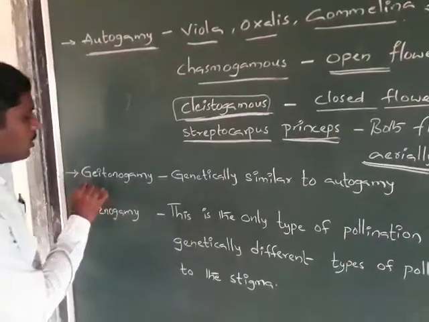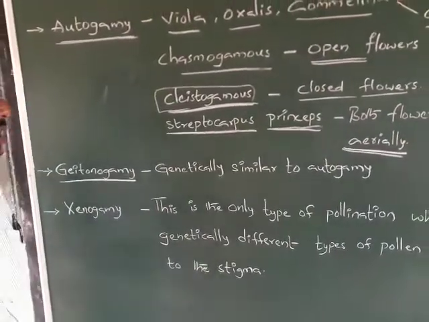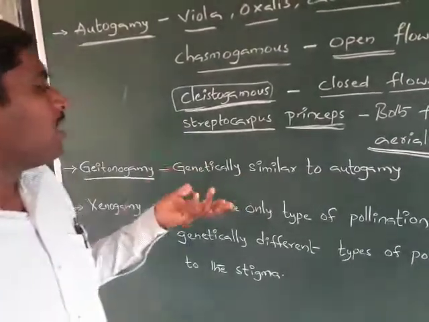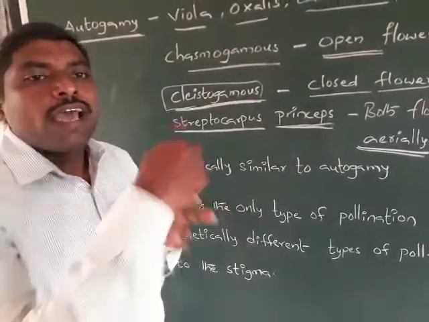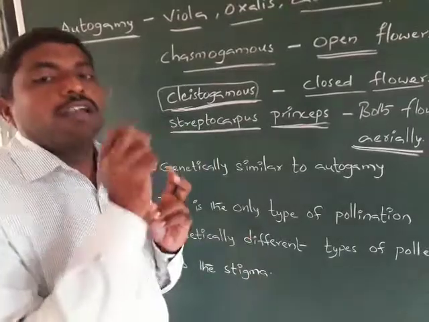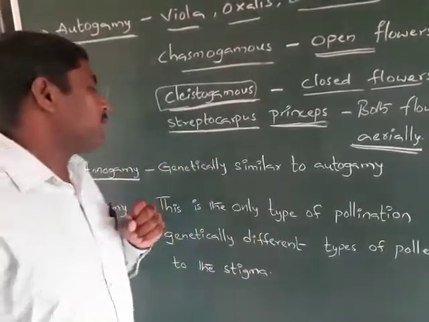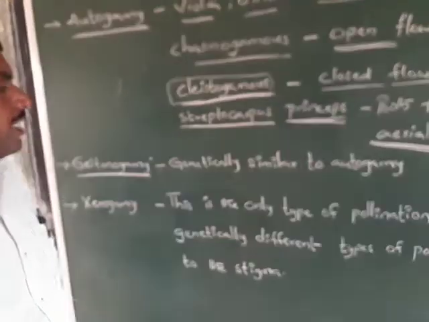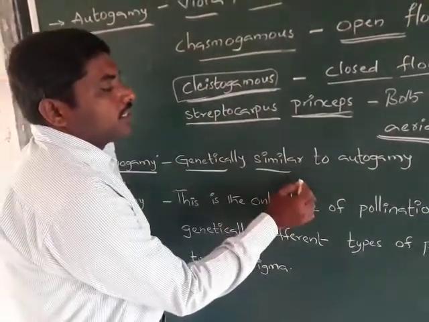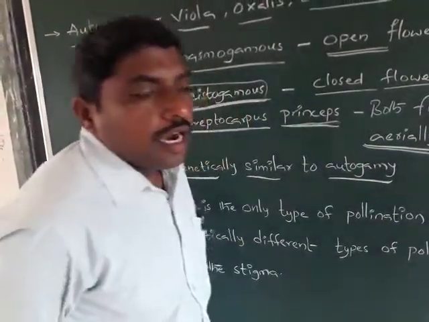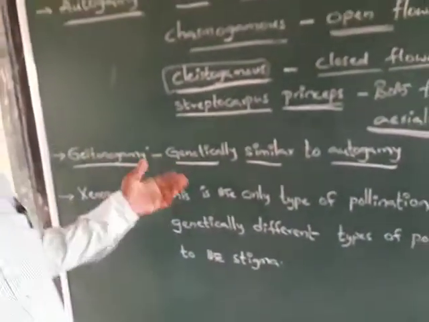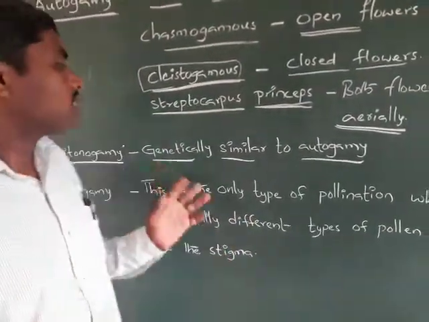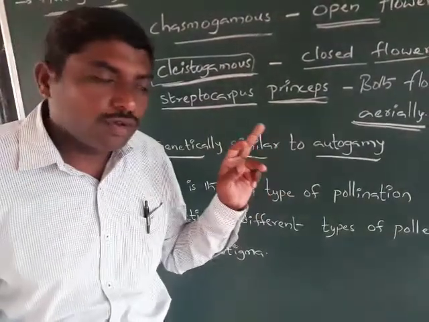Next, coming to geitonogamy. It is the transfer of the pollen grains from the anther to the stigma of another flower of the same plant. That is called geitonogamy. It is genetically similar to autogamy, because the pollination occurs within the same plant.